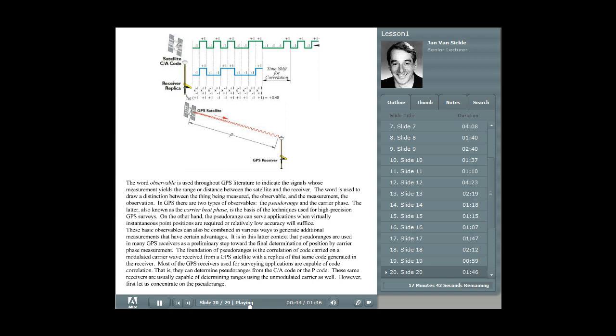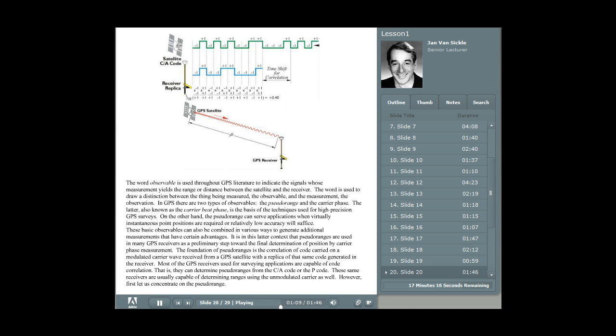Now in the upper part of this slide, you see the pseudo-range codes indicated by square waves. And in the lower part, you see the carrier, which is just a constant sine wave, not modulated, just a constant wave. And both of these are observables.